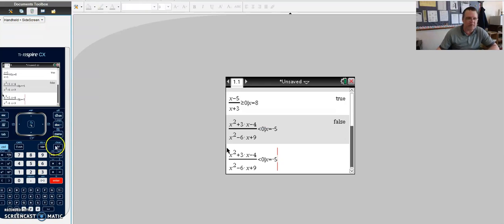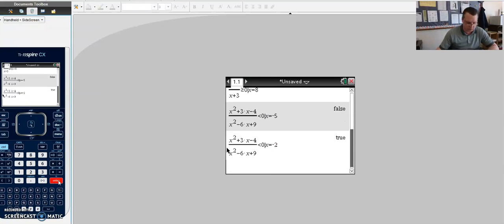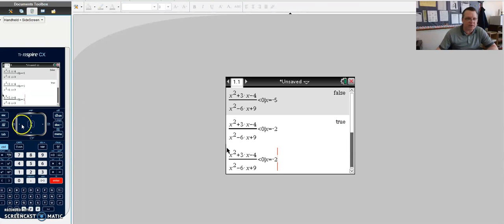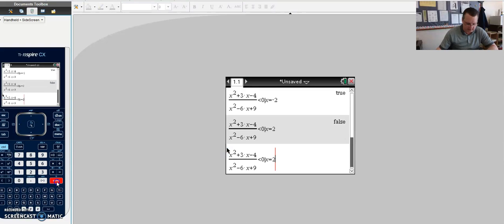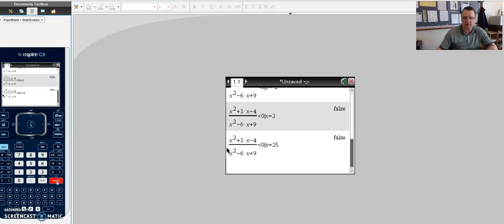Then I'm going to bring it down. I'm going to test between -4 and 1, so I'm going to test -2. True. Okay, oh, I should have tested 0. Oh well. Bring it down again. I'm testing between 1 and 3, so I am testing 2, and that says false. And then one more area to test. I am testing to the right of 3. So anything, 25, doesn't matter as long as it's greater than 3. And there's a false again.